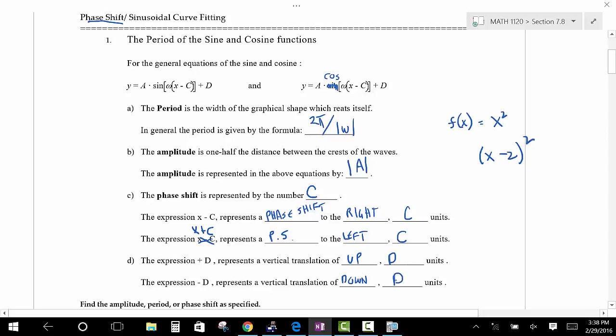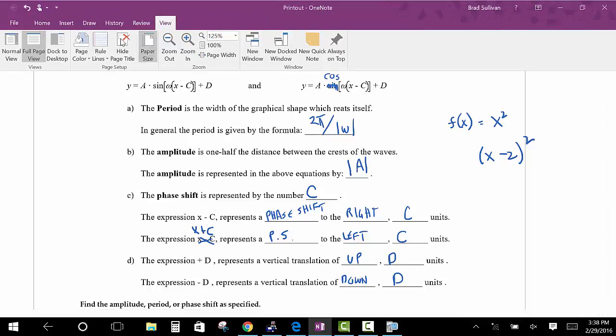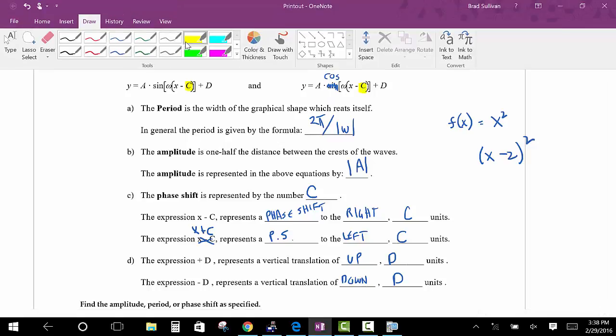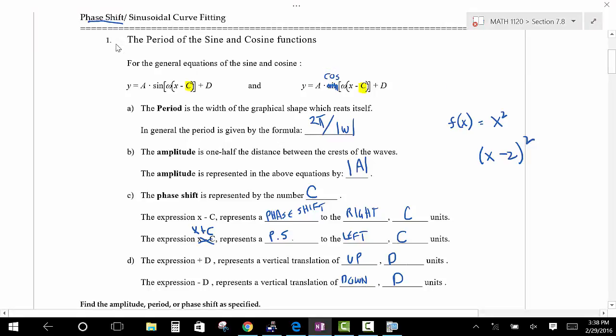So basically, that's everything that we're putting together now. Really the only new thing that I'm adding in here is just that C, which is your phase shift, like that, okay? So that's what we're going to do. First of all, we're just going to look at some functions and identify the stuff before we start graphing, okay?